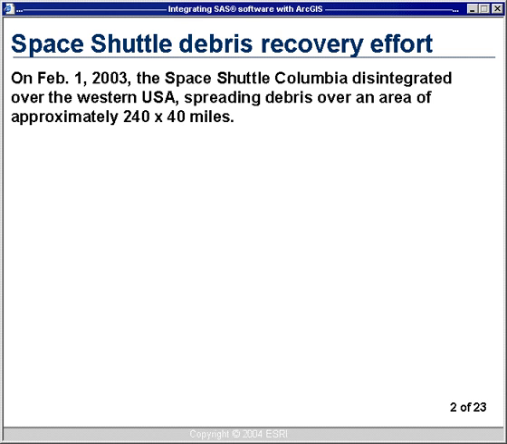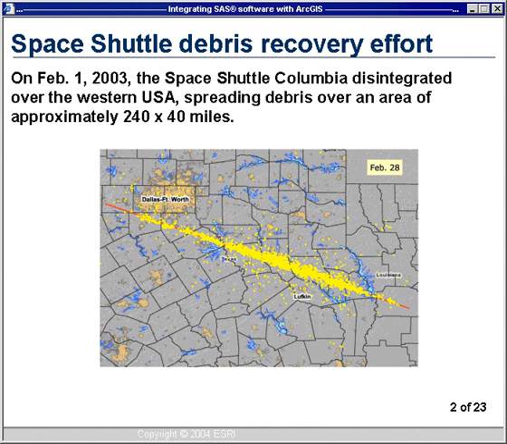If we go back in time, on February 1, 2003, the Space Shuttle Columbia disintegrated over the western USA, spreading debris over an area of approximately 240 by 40 miles in eastern Texas and western Louisiana. Some of the heavier pieces of debris made it all the way down in Louisiana, whereas lighter pieces of debris were found back around the Dallas-Fort Worth area.